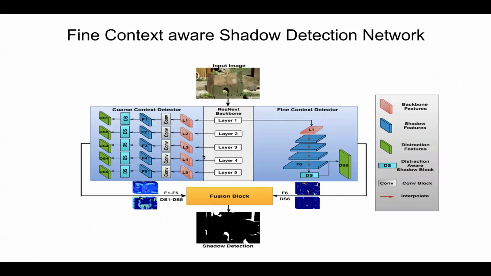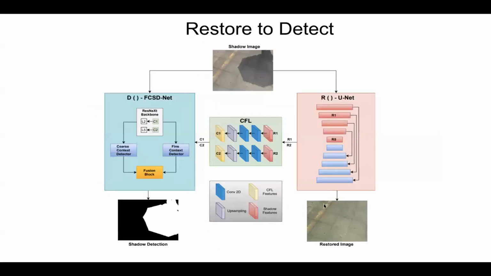So this is our Fine Context Shadow Detection network. The main highlight of this network is that we have two individual branches, a coarse context detector branch and a fine context detector branch, where in the fine context detector branch, we make sure that the receptive field doesn't enlarge a lot so that it can get information about the fine shadow regions. And then both of these feature maps are fused to get the final output.